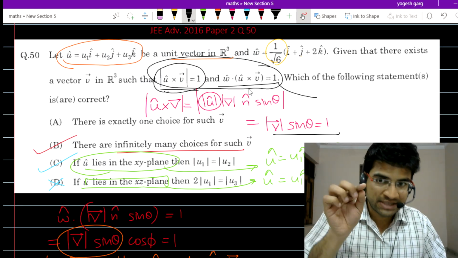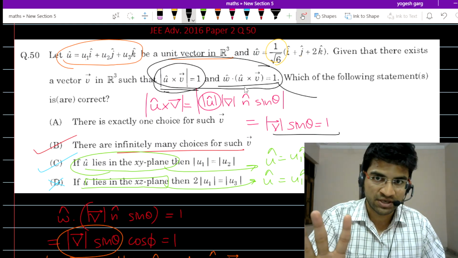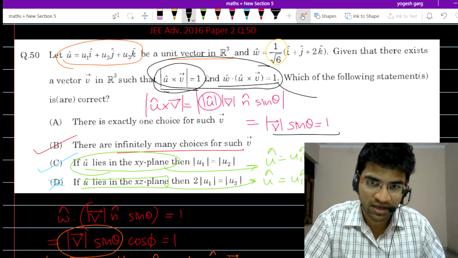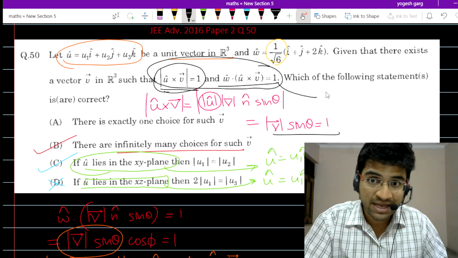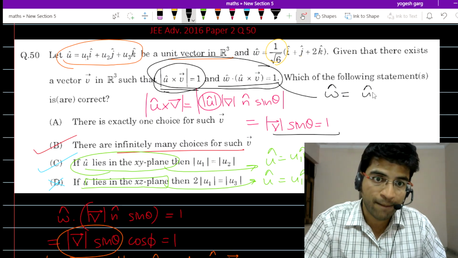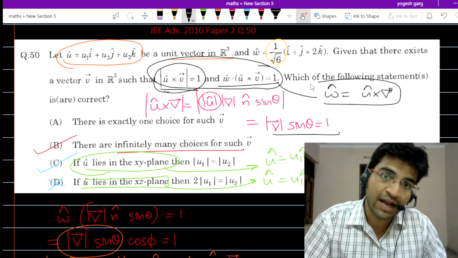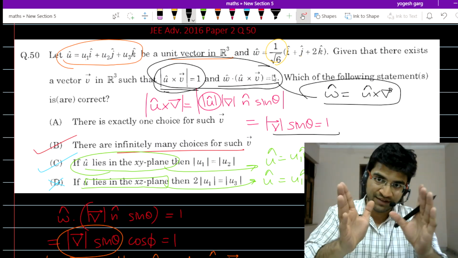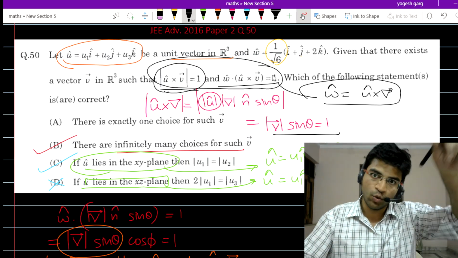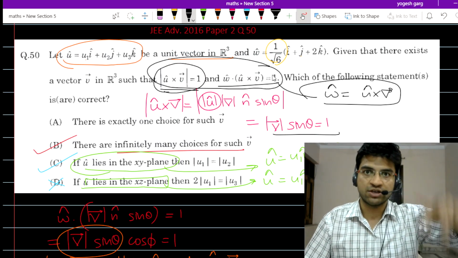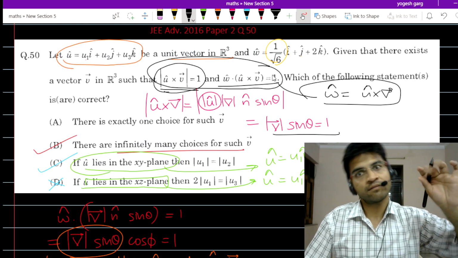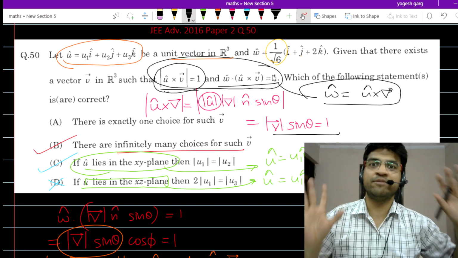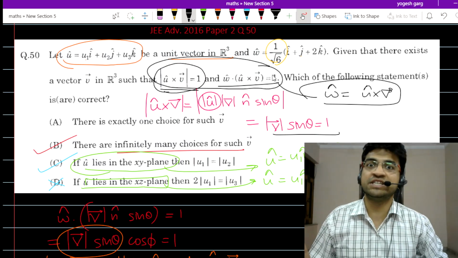But just this second and third expression, this expression which I have just encircled, from this you have something very interesting. That is, w cap is equal to u cap cross v cap. What they can do is give this statement, give these two expressions, and ask you which among the following options is correct. Right? That can be the question. That can be asked easily.